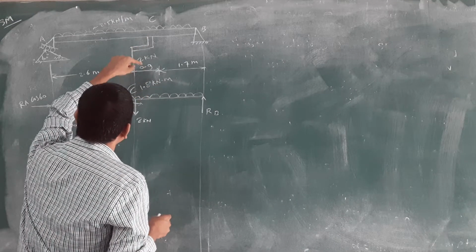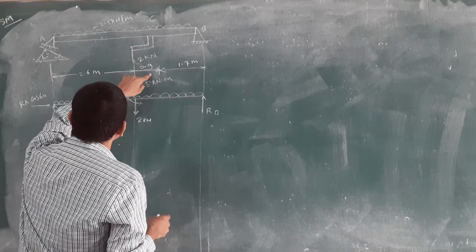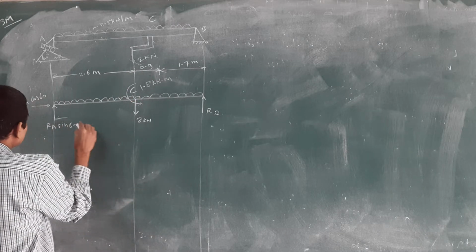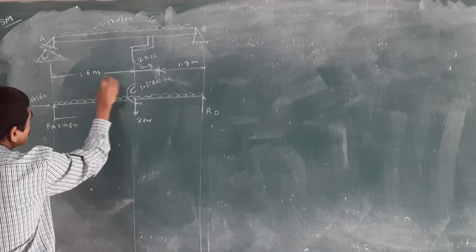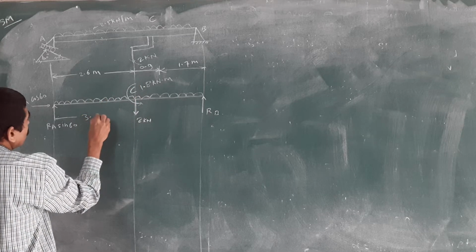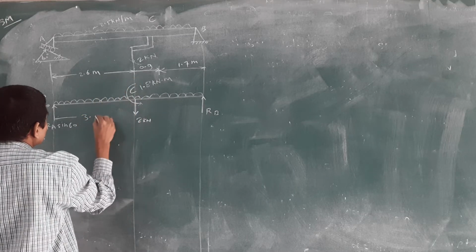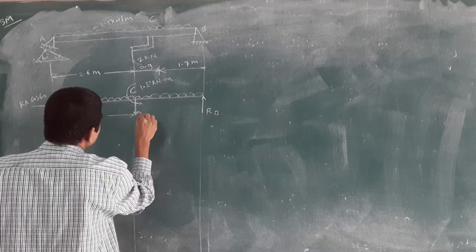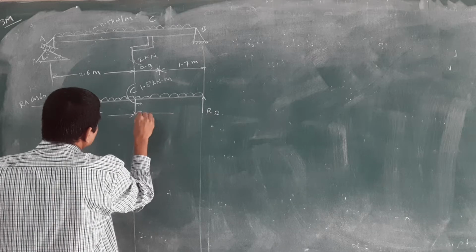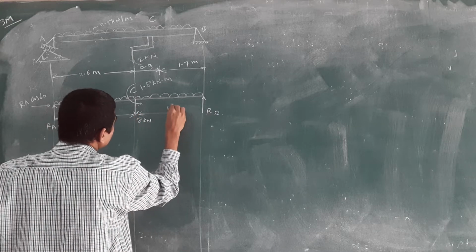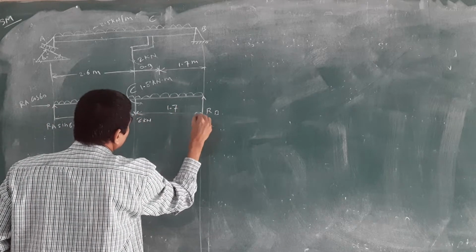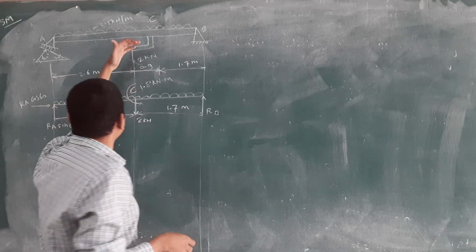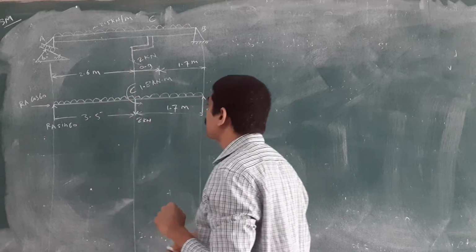Then see the total distance. Here at the C point, 0.9 is given. Means 2.6 plus 0.9, you will get the total distance. This distance is 3.5, right? And this one from the point C is 1.7. 1.7 meter.